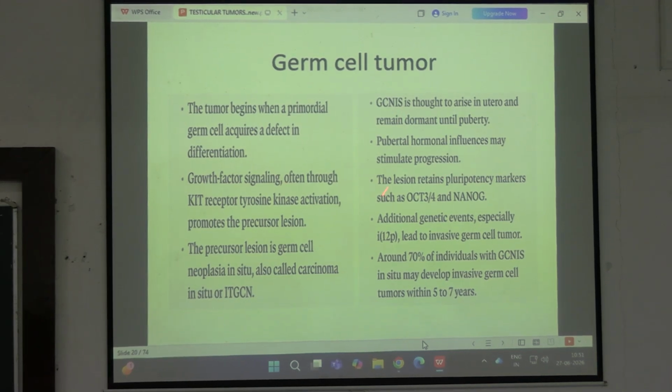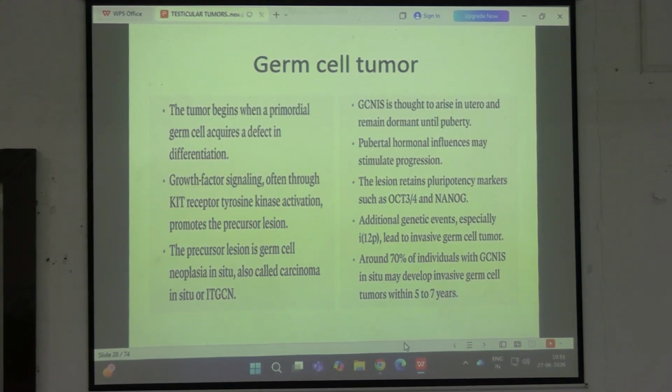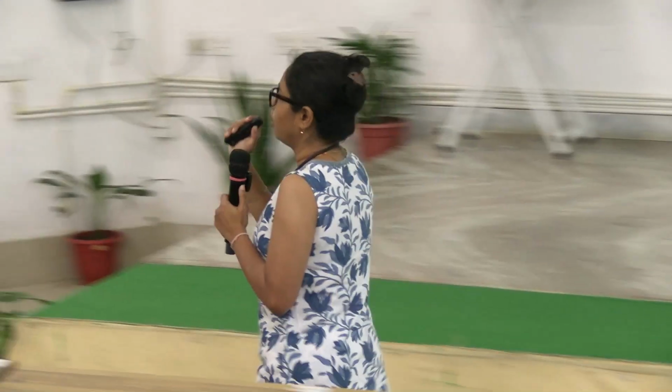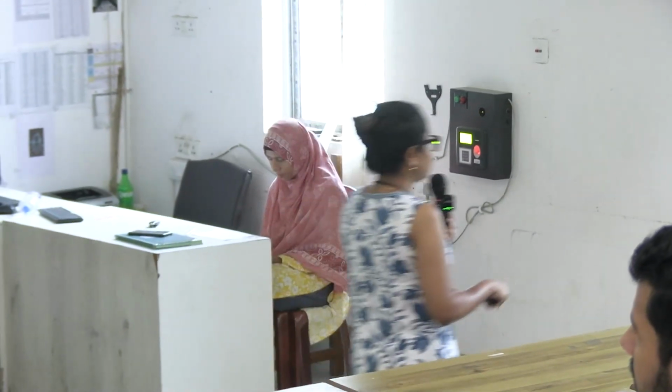Again, we will discuss the pathogenesis of germ cell tumor. The tumor begins when a primordial germ cell acquires a defect in differentiation. This is already happening in utero, when the fetus is developing, right? Now, once there is a defect in differentiation in this primordial germ cell, growth factor signaling, often through KIT receptor activation, promotes the precursor lesion, right? So there is already one defect, and then KIT is promoting what?